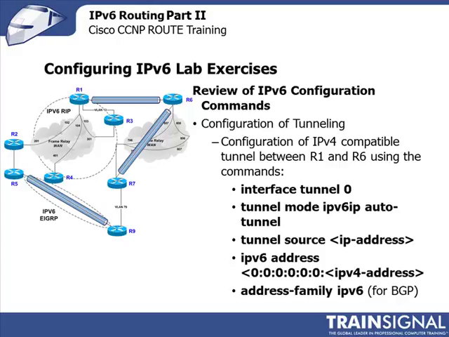The final tunnel we'll be configuring will be between router 1 and router 6 using an IPv4 compatible tunnel. Tunnel mode IPv6 IP auto-tunnel. Source will be the loopback interface. Then we'll be using the IPv6 address with the 96 zeros and then the IPv4 address after that. And then we'll be using the address family IPv6 subcommand under BGP.